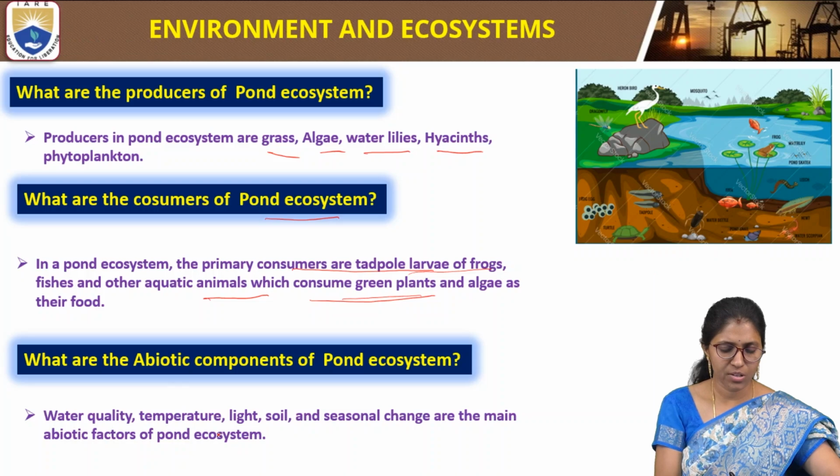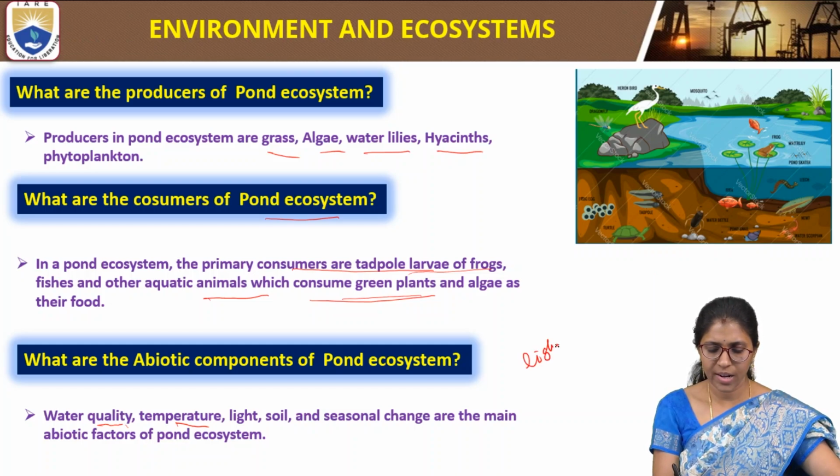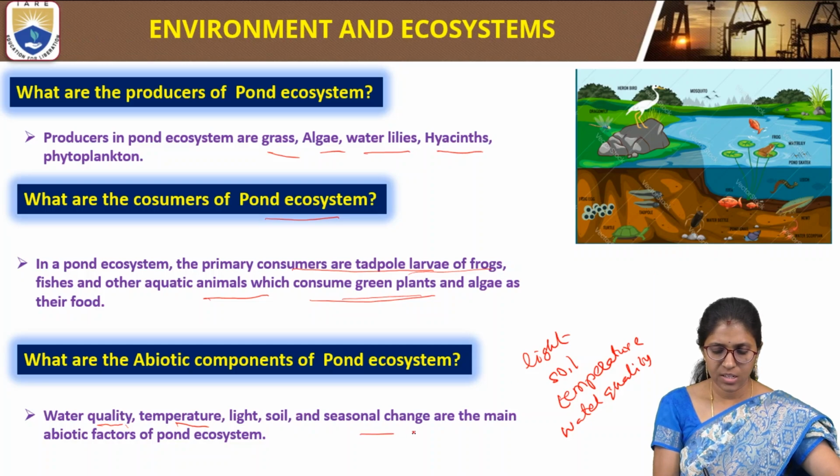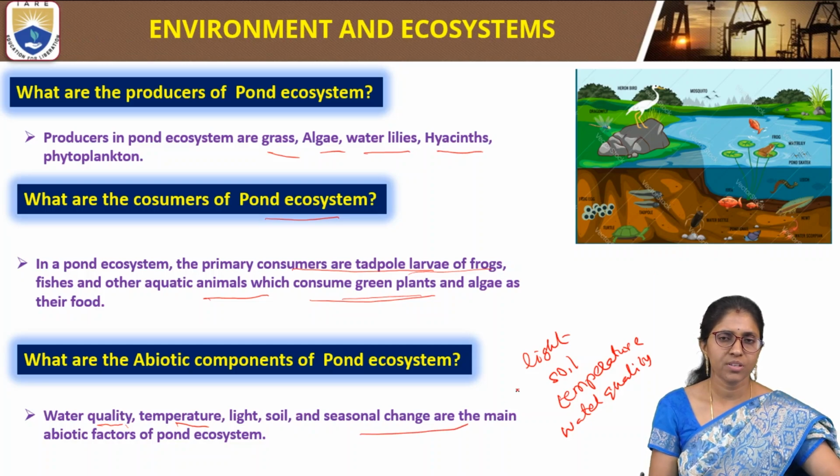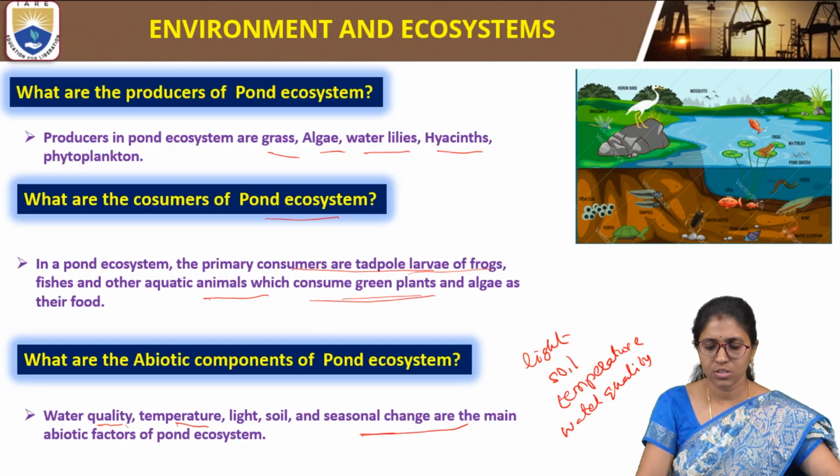So what are the abiotic components of a pond ecosystem? Here: water quality, temperature, light, soil, and seasonal change. Water quality, temperature, soil, pH, and also light, water, and seasonal change are the main abiotic components of the pond ecosystem.